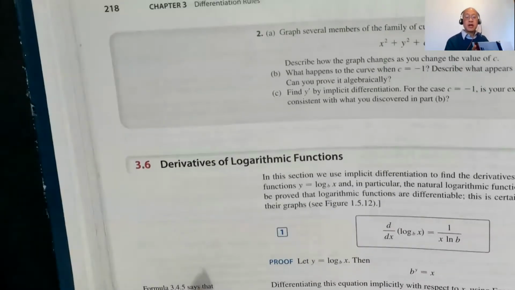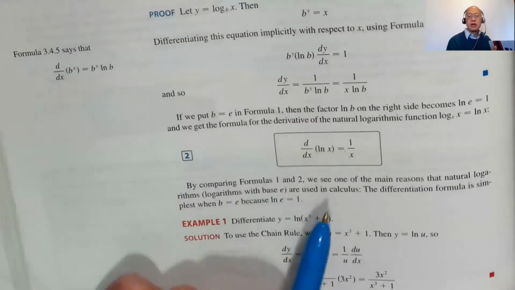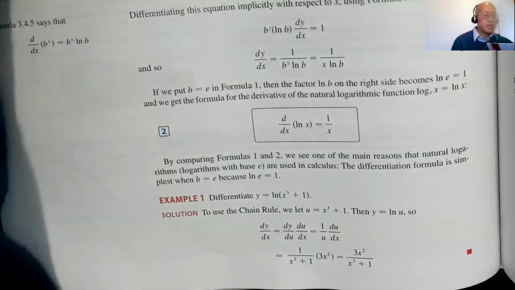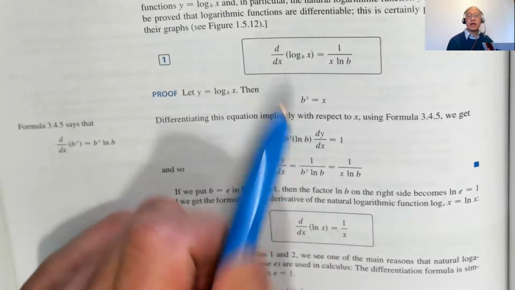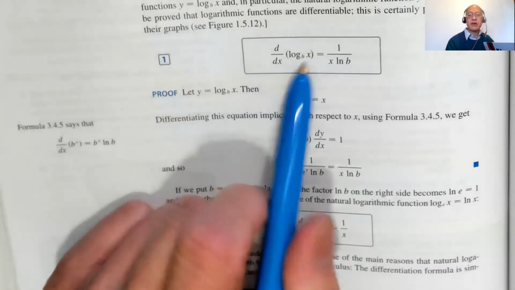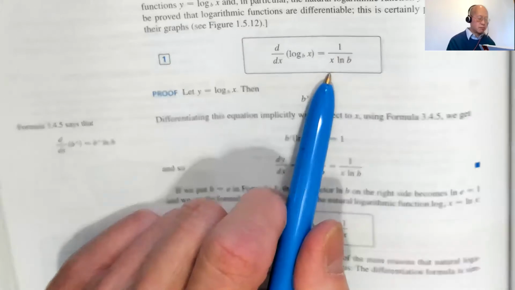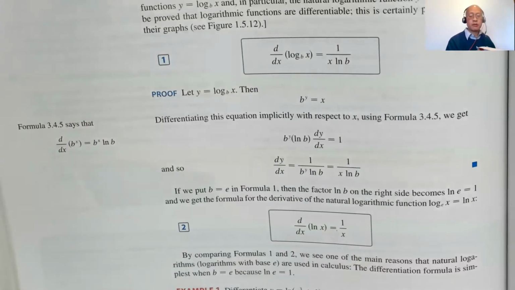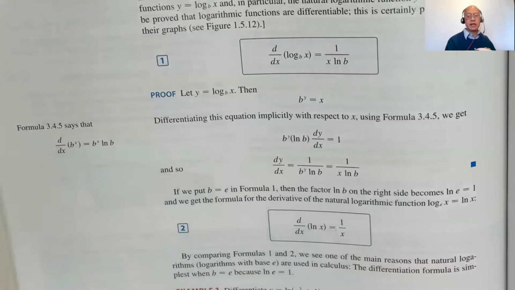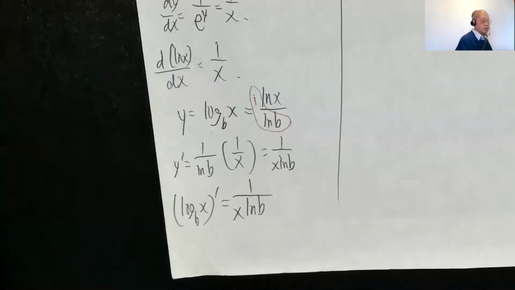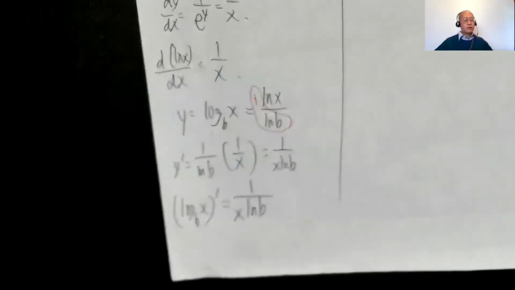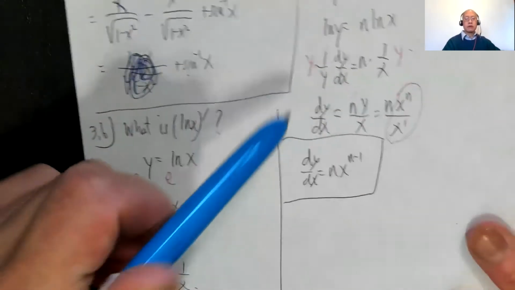Okay, so on page 218, derivative of ln x is 1 over x. If you have any other base, derivative of log base b of x is 1 over x ln b. Put those in the formula sheets. Clearly, we like base e the best because you don't have to multiply by anything extra. Finally, we're ready to prove the power rule.